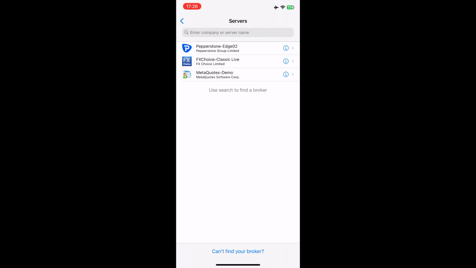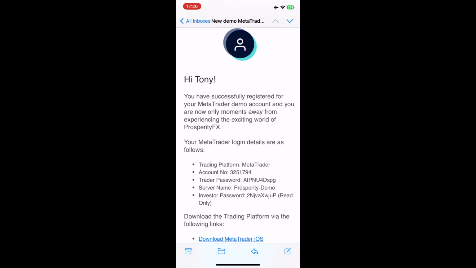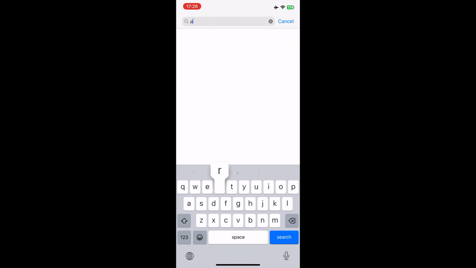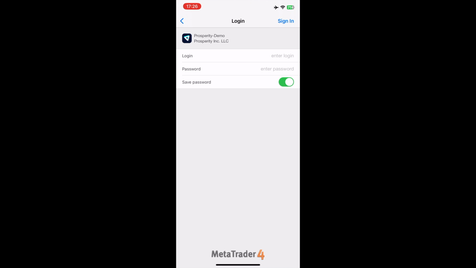Yeah. And then you see this one I have. So I have an account with Pepperstone and FX Choice. These are the 2 active ones I have now. If you want to add Prosperity, you click on this area up here and you type. You can see it says here, server name Prosperity demo. So I'm going to come here and click PROS. So you can see Prosperity demo. Once I click on it, it's going to require me to input my login and password.